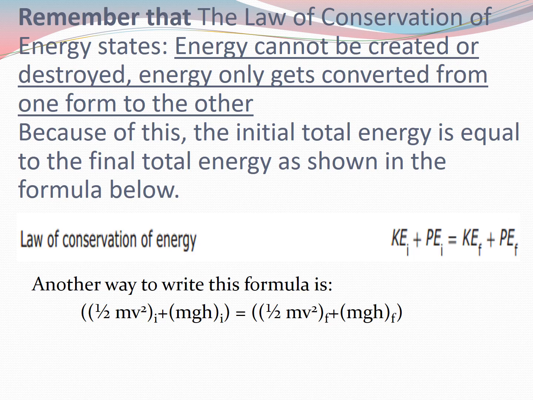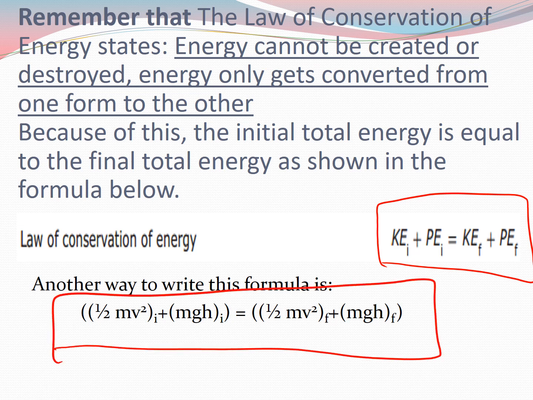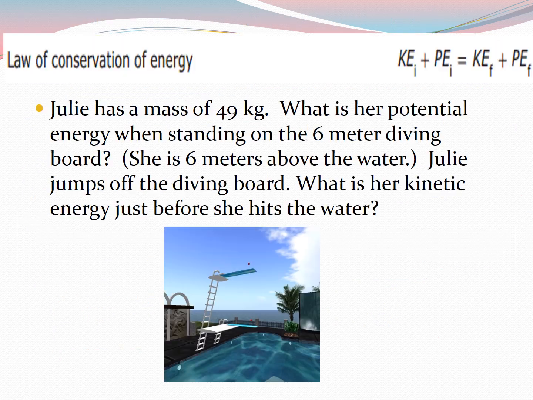Remember the law of conservation? Energy cannot be created or destroyed, it can only be converted. Because of this, the initial total energy is equal to the final total energy. So we can write this like this: potential plus kinetic initially will equal its final potential plus kinetic energy. Another way to write this is this long equation, which is just the same equation but written out with all the variables attached to it.